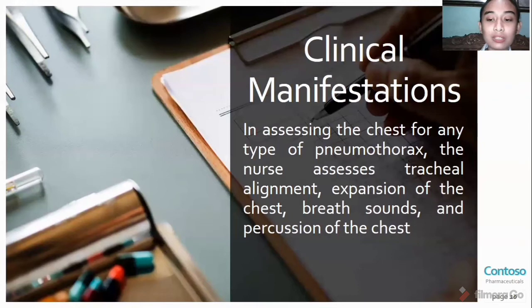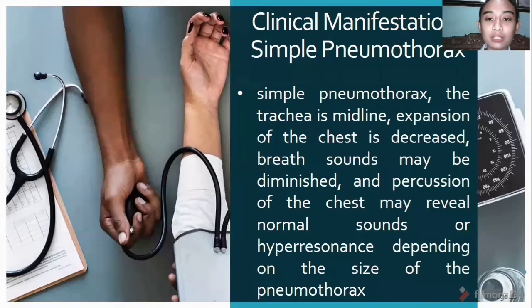The clinical manifestations are found in assessing the chest for any type of pneumothorax. The nurse assesses tracheal alignment, expansion of the chest, breath sounds, and percussion of the chest. Clinical manifestations of simple pneumothorax: the trachea is midline, expansion of the chest is decreased, breath sounds may be diminished, and percussion of the chest may reveal normal sounds or hyperresonance depending on the size of the pneumothorax.